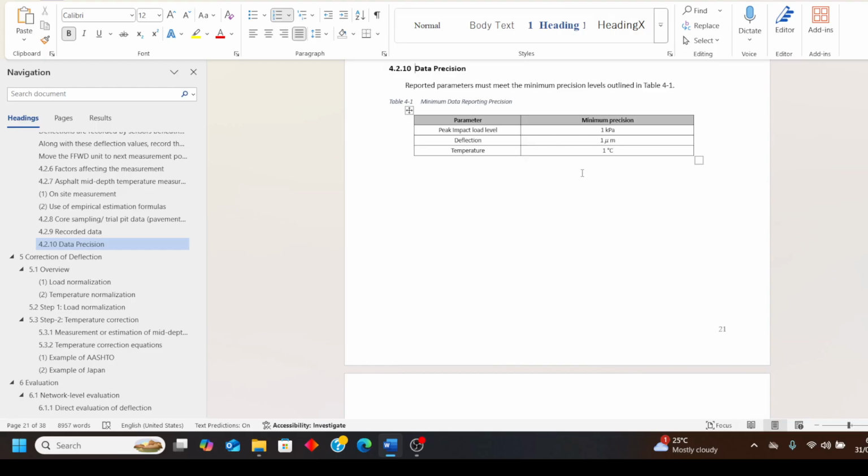These data precision values are the tolerance limits, which comply with the international standards of ASTM and AASHTO. This is also important to ensure data precision while using the FWD.